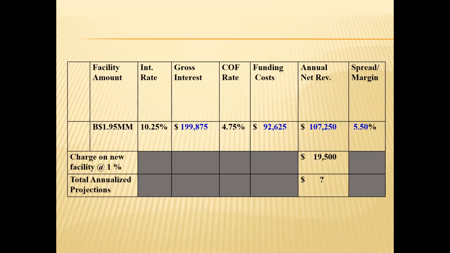And then finally, we make interest from this customer, and we get some fees from this customer. So we get 107,250 net interest from this customer, plus 19,500 in fees. So our total annualized projection for our annual net revenue is 126,750. We just simply add those two together. All right. Thank you, sir. Okay, great stuff.